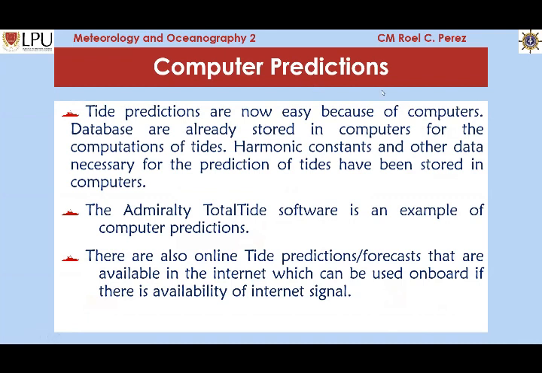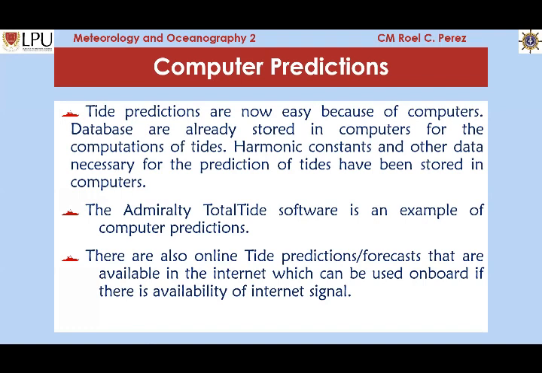Okay, next we have computer predictions. So tide predictions are now easy because of computers. Databases are already stored in computers for the computation of tides. Harmonic constants and other data necessary for the prediction of tides have been stored in computers. The Admiralty Total Tide software is an example of computer predictions.